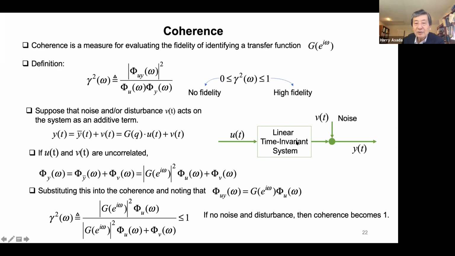So let's look at this model again. The noise is additive, coming into the output. You have a linear time invariant system with input UT, and the observed YT is corrupted with additive noise VT. This part is given by G, and the input-output relationship can be written in this way. The power spectrum of output YT can be derived from these two terms, and if UT and VT are not correlated, we can split this into two power spectra, this part and this part.